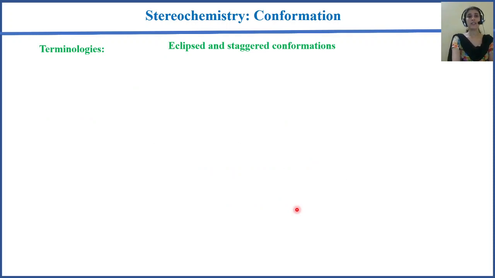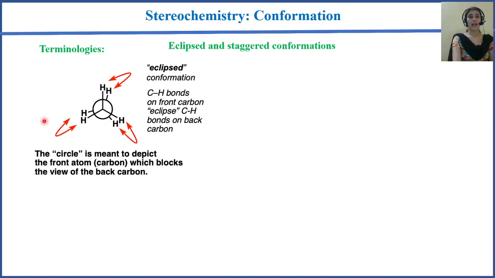The next terminology is eclipsed and staggered conformations. As we have seen in our previous slide, this is ethane. This is the front carbon and there is a back carbon, and this front carbon has 3 hydrogens over here and the back carbon also has 3 hydrogens over here. Now, we all know what an eclipse is. So, this hydrogen is eclipsing this hydrogen.